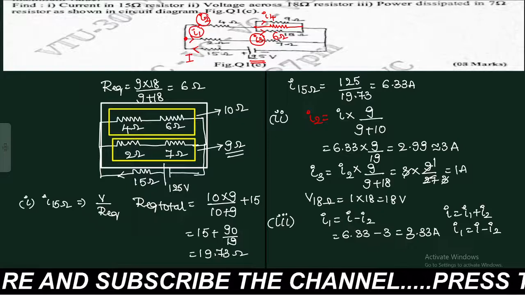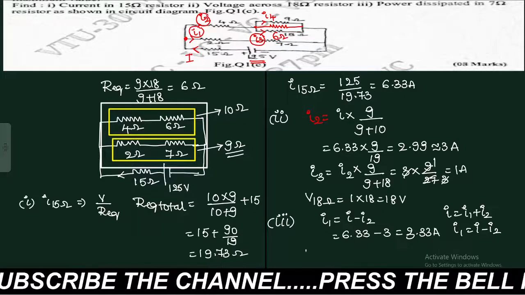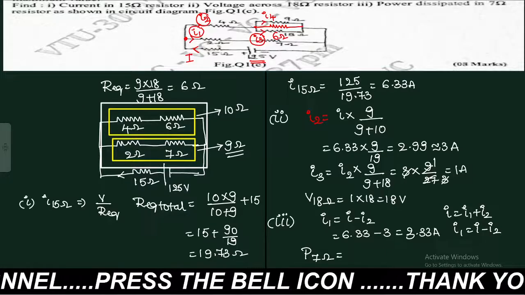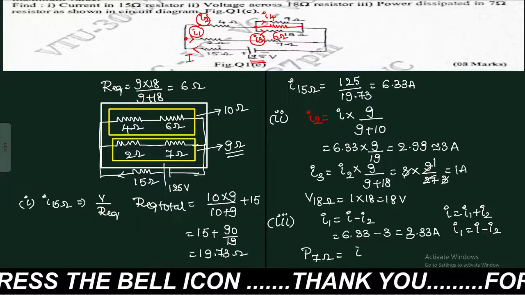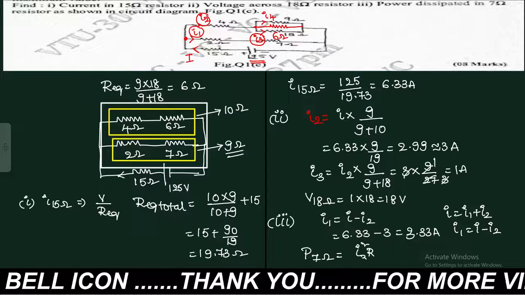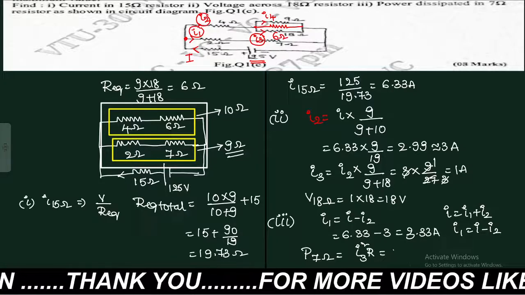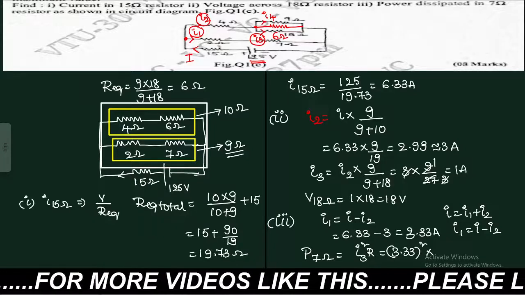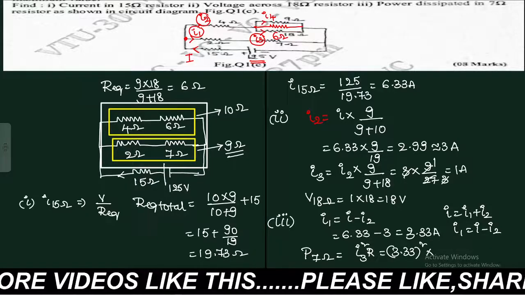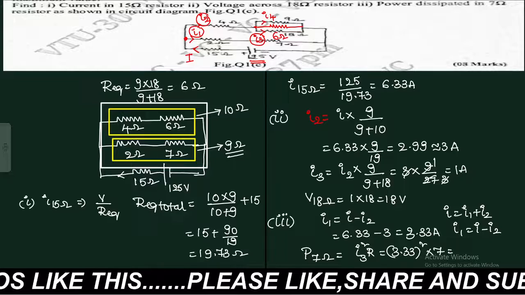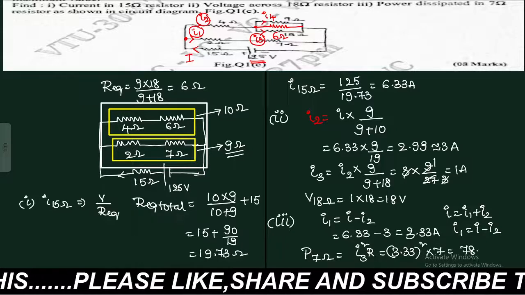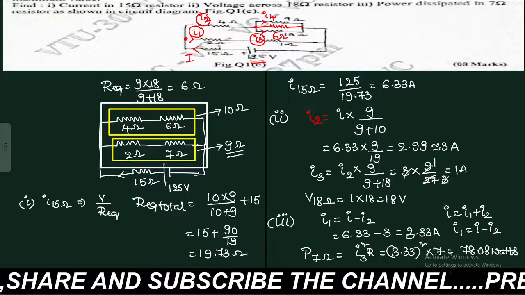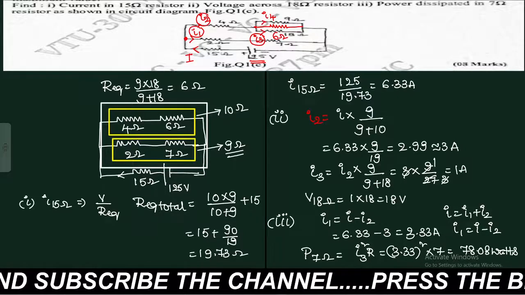3.33 amperes. Now they are asking for the power dissipated. The power dissipated in the 7 ohms resistor we can calculate as I squared R. The current flowing is I1, so 3.33 whole squared into 7. The answer is approximately 78.08 watts. Approximate answers may still get you marks, don't bother about that, you will get the marks.